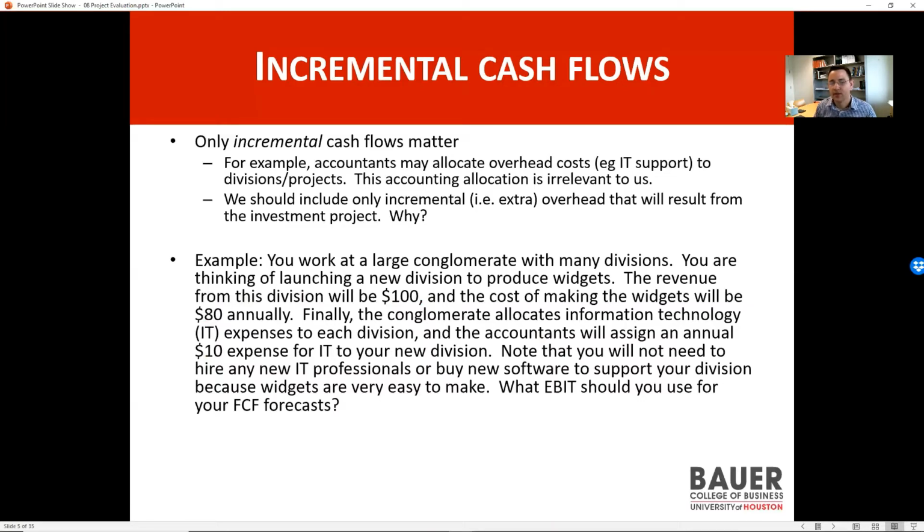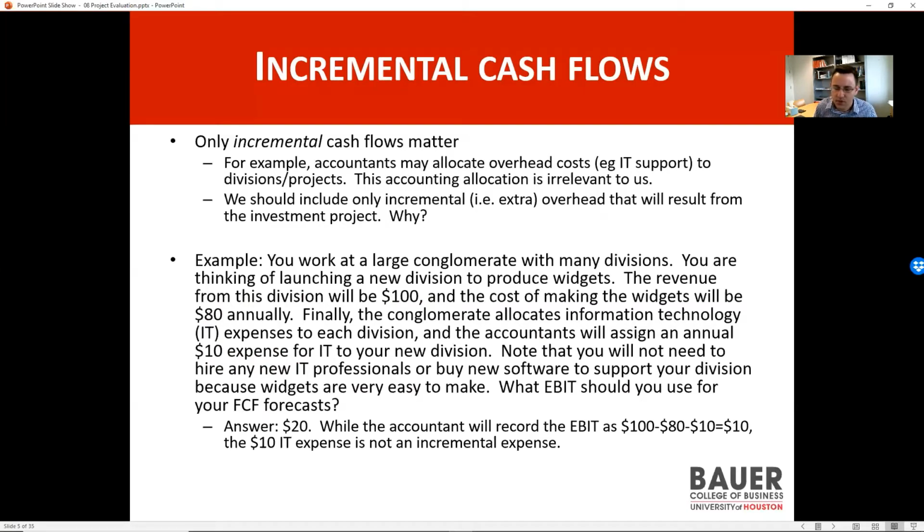The reason is this $10 expense for IT is not actually an incremental expense. The company is going to pay for the IT department no matter what. The accountants are just divvying up that expense across your divisions. So the incremental profit from your widget division is going to be 20. The IT expense is not incremental, so we're going to ignore it. So this is one example where it may come up.